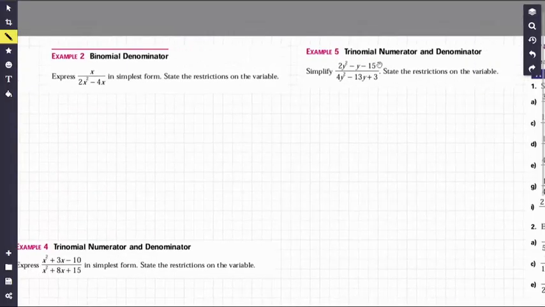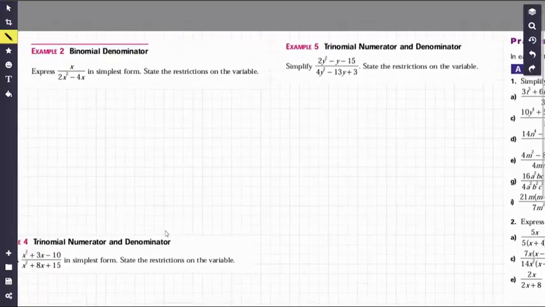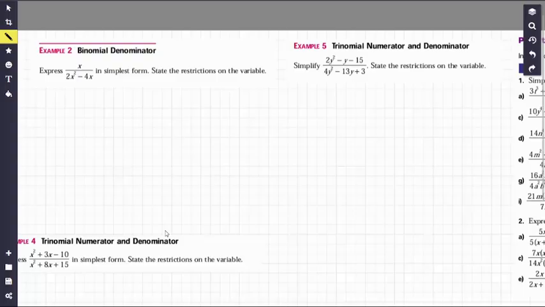And we have one more example here. So, trinomial numerator and denominator, but this time instead of giving us easy simple trinomials, we're going to have some decently hard, complex trinomials. So let's do the crisscross thing that we always like to do.